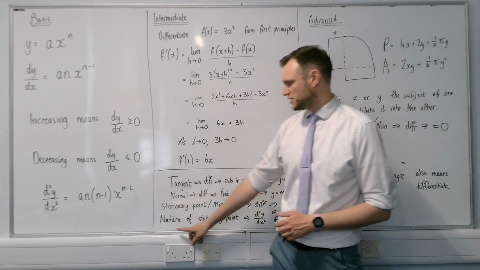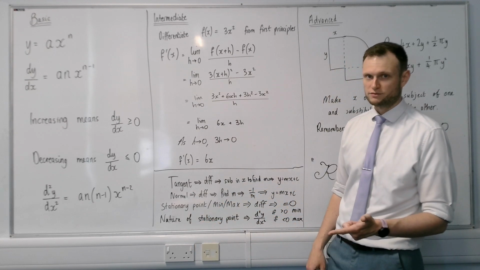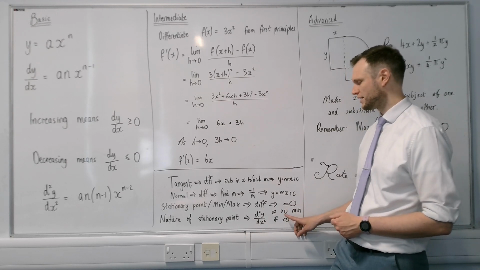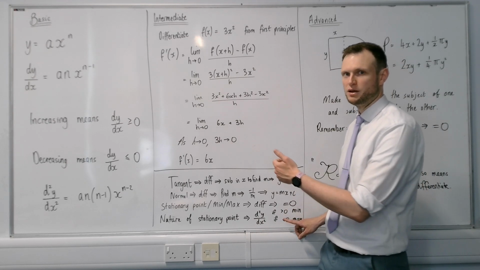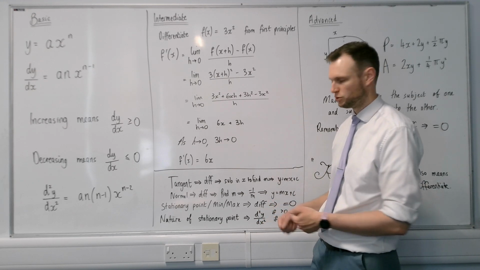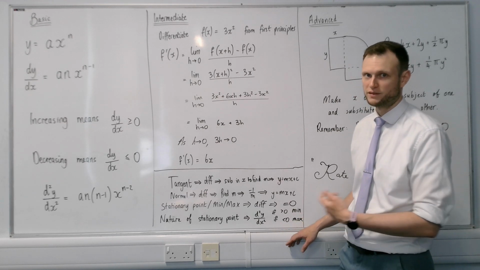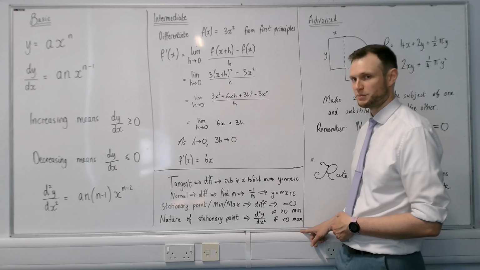If you're asked to prove the nature of a stationary point, there's actually two ways of doing that. My preference would be to differentiate it again, and then if that comes out to be positive when you put in the x-coordinate of the stationary point, that's a minimum. If it comes out to be negative when you put in the x-coordinate of the stationary point, it's a maximum.